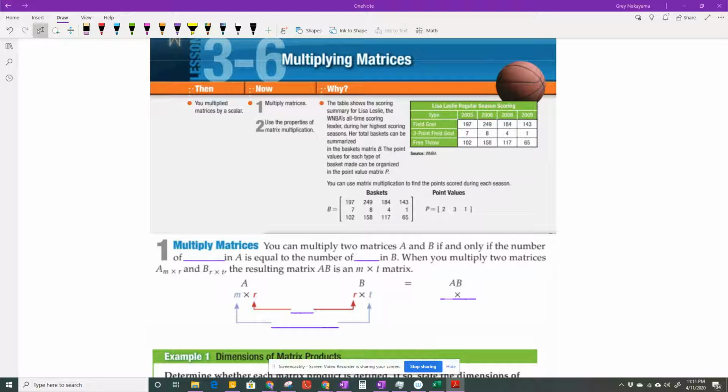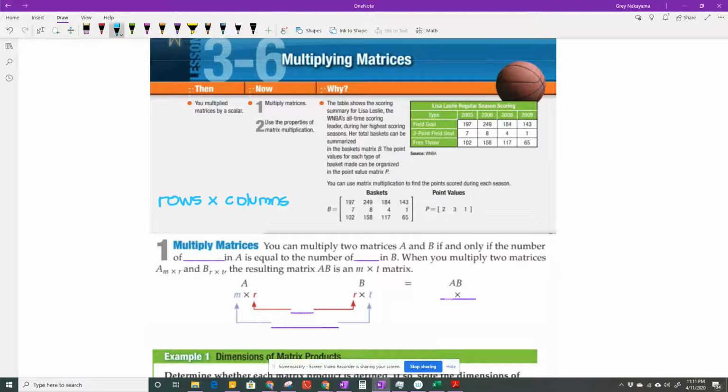Okay, today's lesson is 3-6, Multiplying Matrices. Before we get started on that, I wanted to remind you what the dimensions of a matrix are. Remember, when you're given the dimensions of a matrix, it's always rows by columns. And if you remember that, then that should help you remember how to multiply matrices.